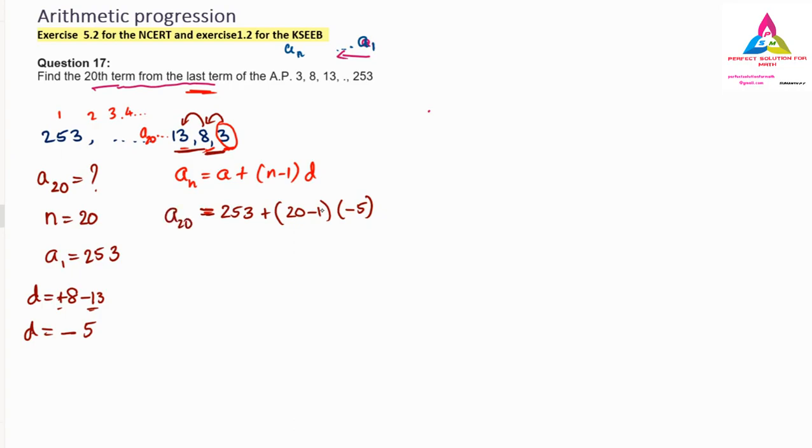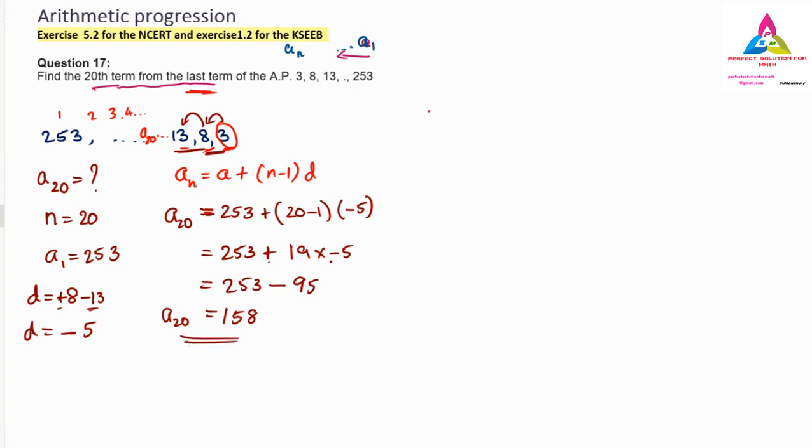So a20 we have to find actually. Now, what is 253? As it is. 20 minus 1 is 19, into minus 5. Plus into minus is obviously minus. Now, very importantly, 19 times 5 is how much? 19 times 5 is 95. So we have to calculate now: 253 minus 95 is nothing but 158. So a20 is nothing but 158. So this is our final answer.